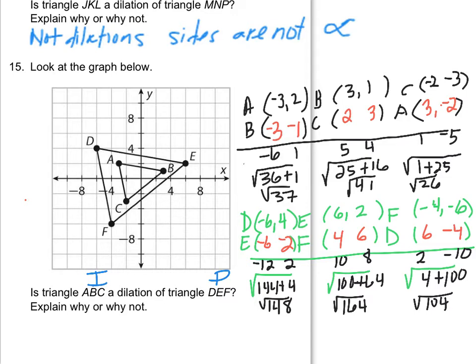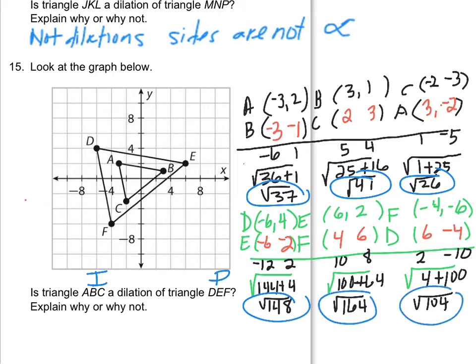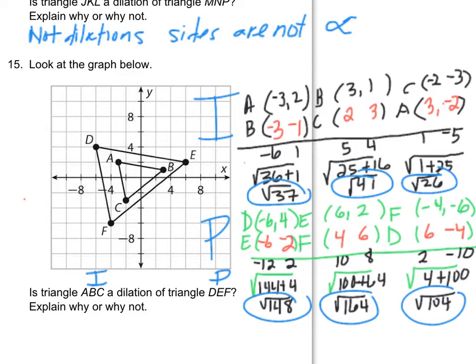Now we need to check if all of our fractions are the same. So I'm going to circle the numbers we need in blue. So we need these 3 numbers and the bottom 3 numbers. Remember that the top is our image and the bottom is our pre-image, so they're already set up nicely for us to check.